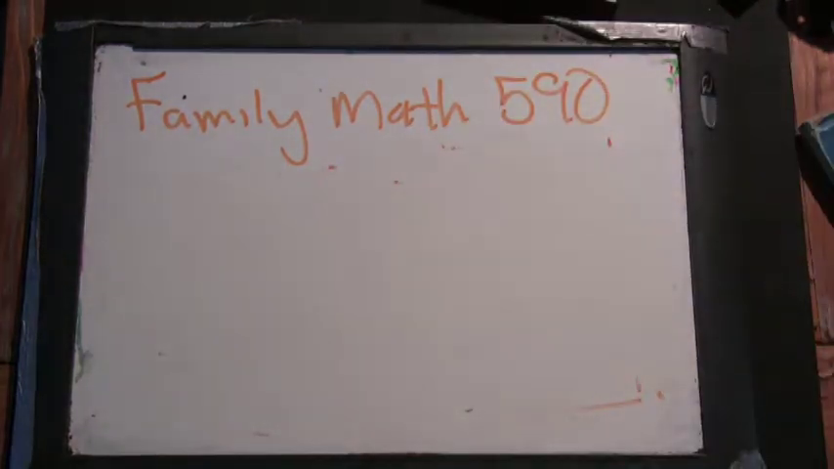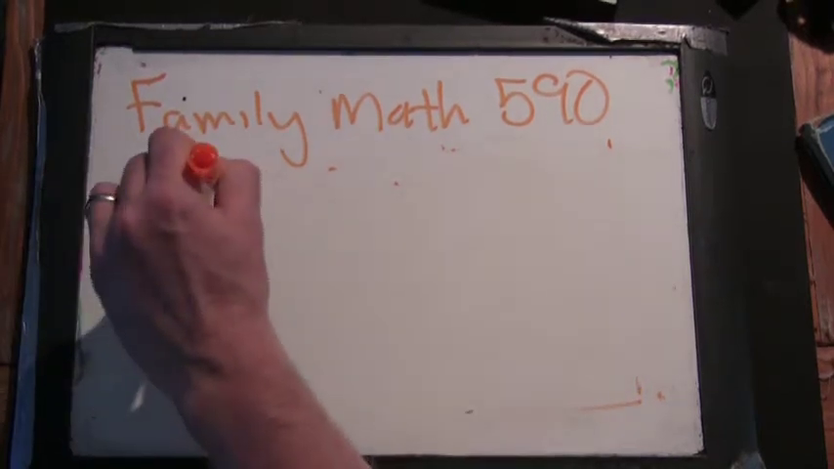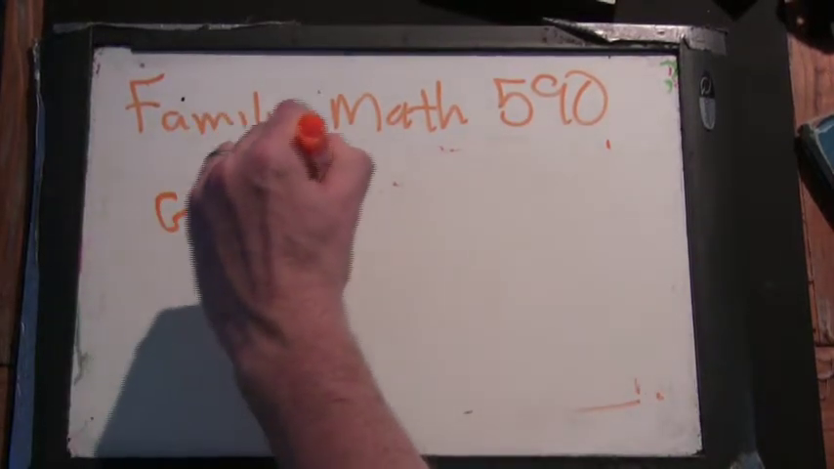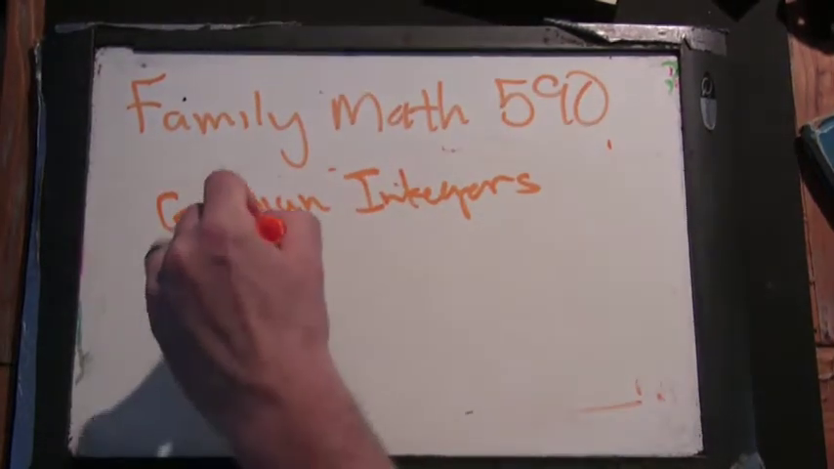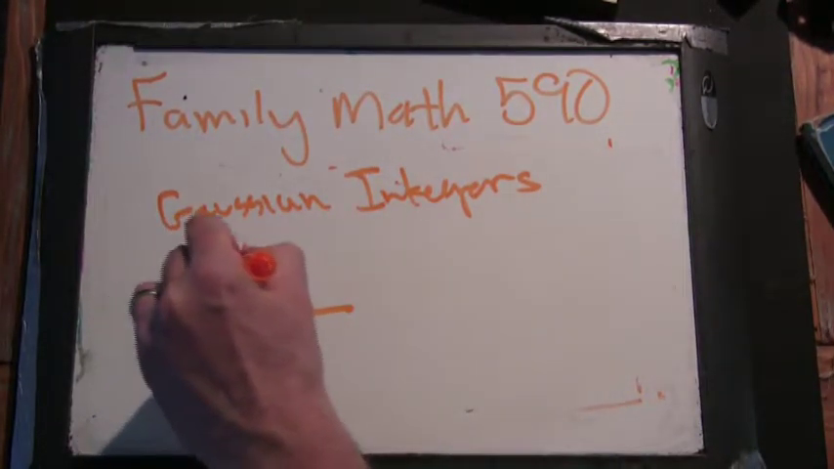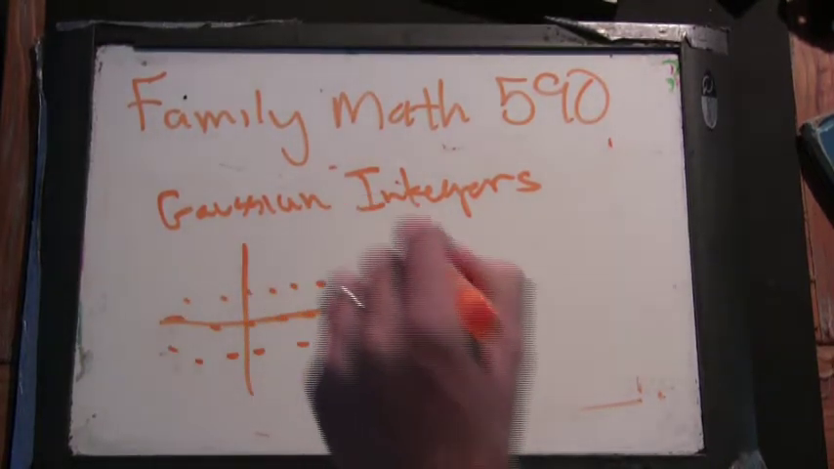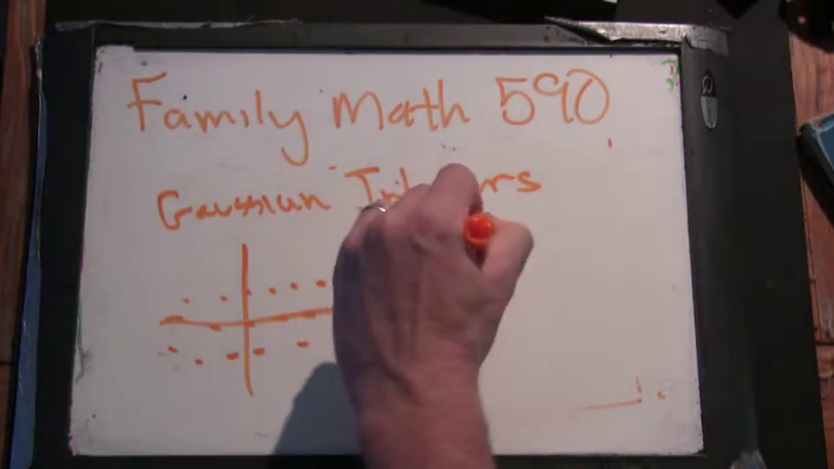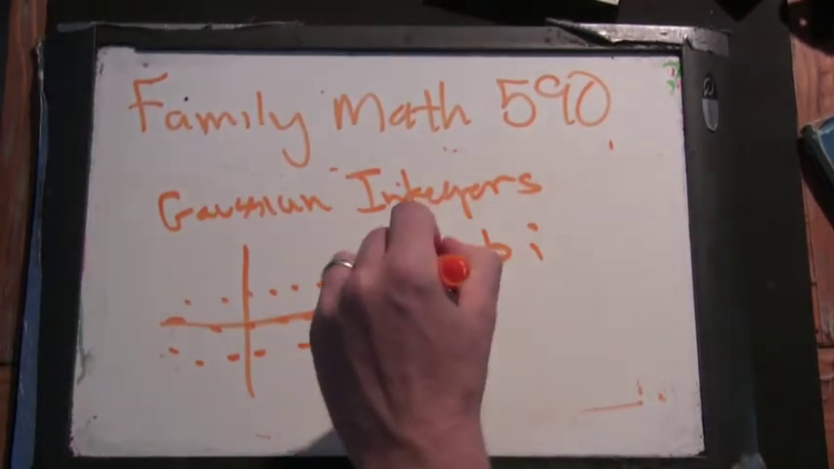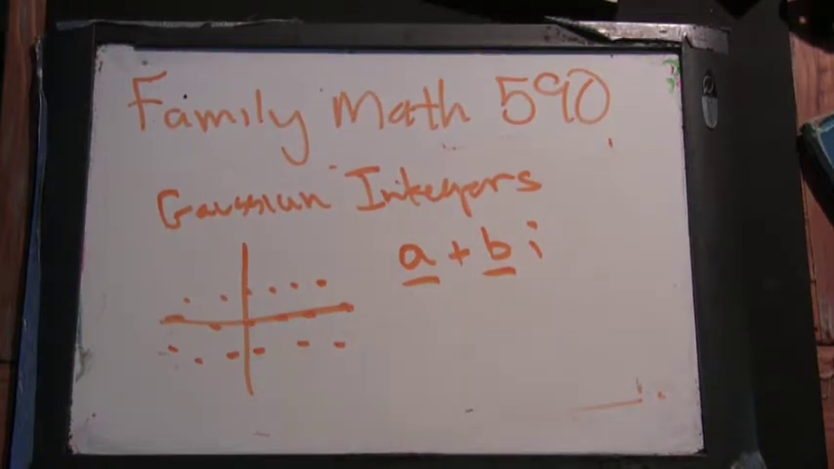So what are Gaussian integers? You can think of them as lattice points in the complex plane, or as numbers of what form? A plus bi, where a and b are integers. And there are such things as primes here.